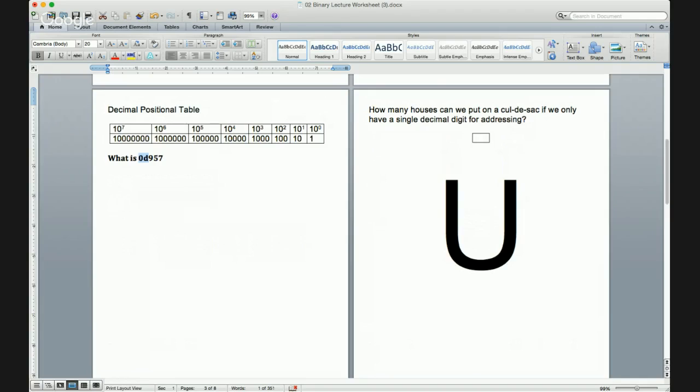So looking at this, 0D957, what is it? Well, we know what it is, right? It's 9 hundreds, 9 times 100, plus 5 times 10, plus 7 times 1, right? It's the placeholder times the positional value.